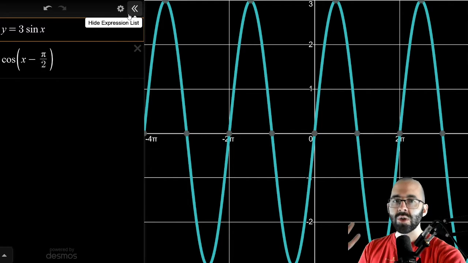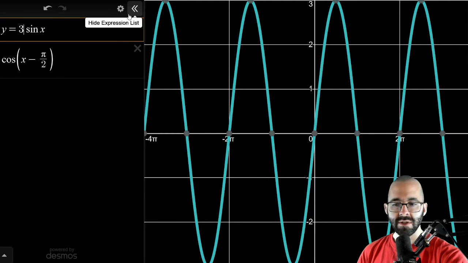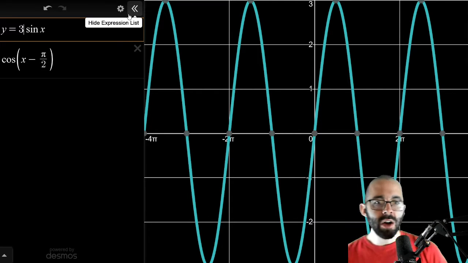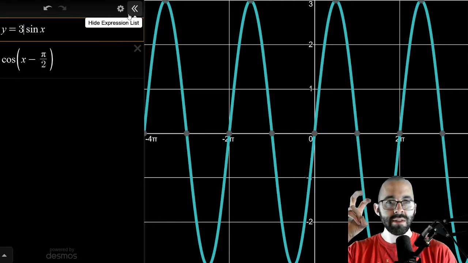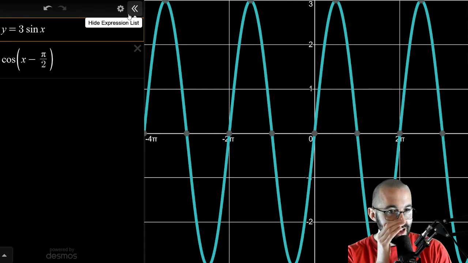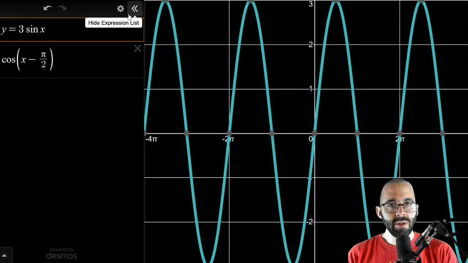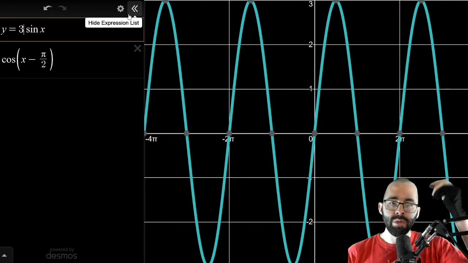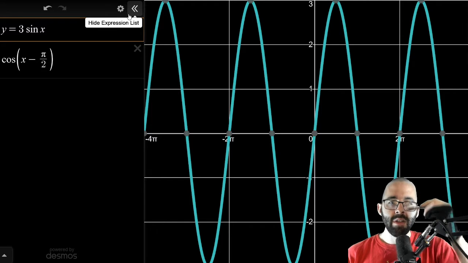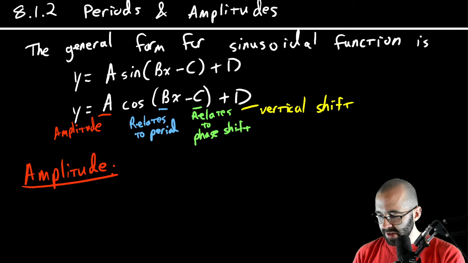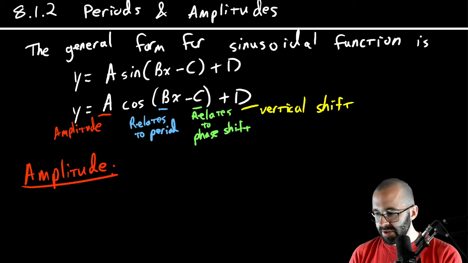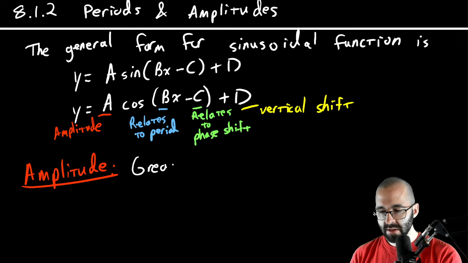This is just how tall is the graph. It's that vertical stretch. The amplitude is how far above the middle do we go and how far below the middle do we go. So the middle, which we'll talk about later as a midline, the middle is 0. So the amplitude is 3 means we go 3 up from the middle to get to the max and 3 down from the middle to get to the minimum. Okay, so that's where we're going to start right here. So the amplitude is the greatest distance from rest.